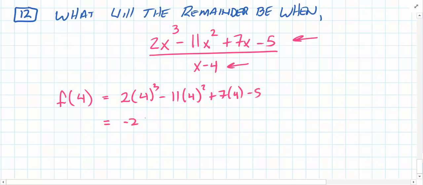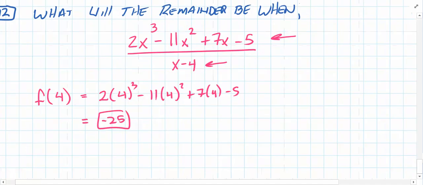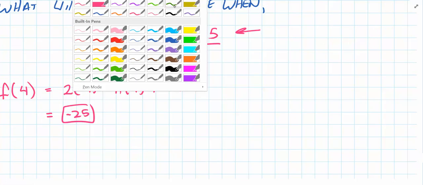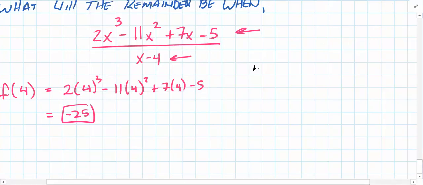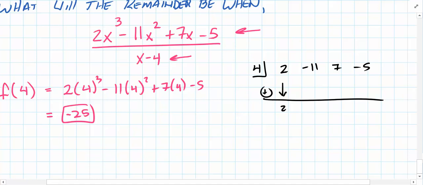and here I will show it to you and prove it to you on this side. So if I took 4 and did synthetic division of 2, negative 11, 7, and a negative 5, I bring down my 2, add this together, right? So 2 would give me an 8, this would give me a negative 3, multiplying would give me a negative 12, adding would give me negative 5, multiplying would give me negative 20, holy cow, negative 25, look, there it is. That's what the remainder theorem is saying.